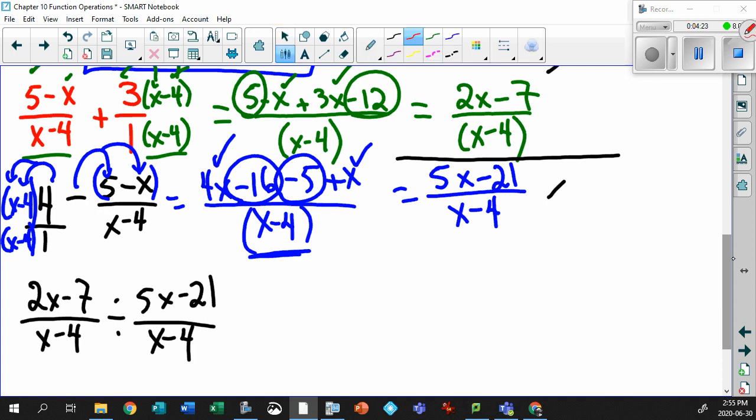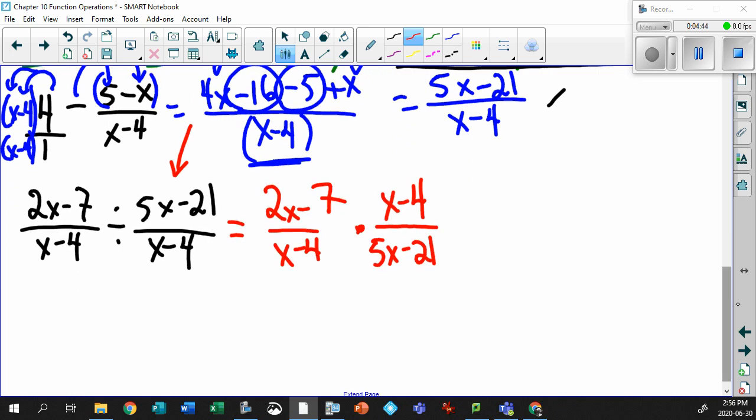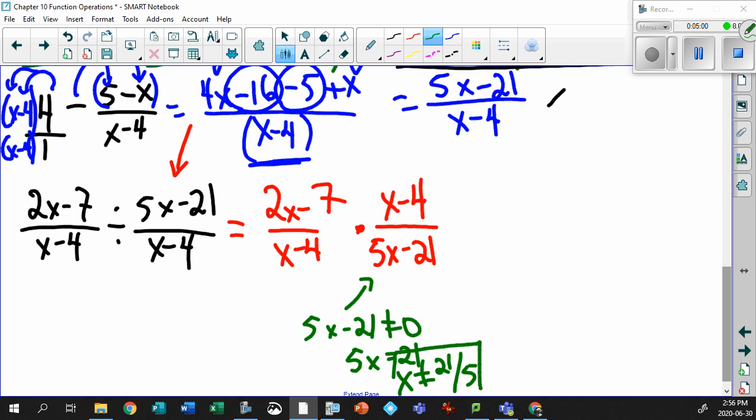But we do have another non-permissible value because guess what? In order to do this right, we have to flip it. This becomes (2x minus 7) over (x minus 4), just like grade 7 fractions. We flip it and multiply. There's our x minus 4 here. There's our 5x minus 21, which makes that a denominator now, right? So since that's a denominator here, 5x minus 21 cannot equal 0 either. Bring the 21 over, right? So that means x cannot equal 21 over 5. There's your other non-permissible value.